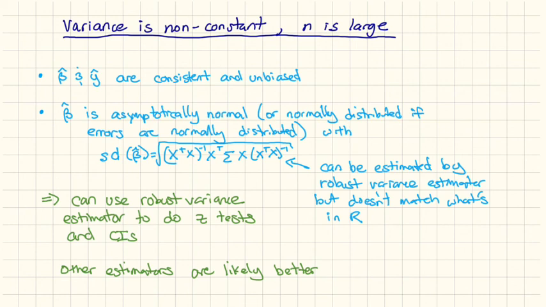Again, other estimators are likely better than these estimators, but we can still do valid inference with these ones. We just might be able to do a little bit better in terms of our data use.